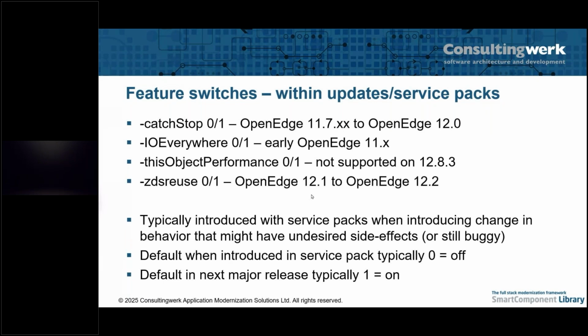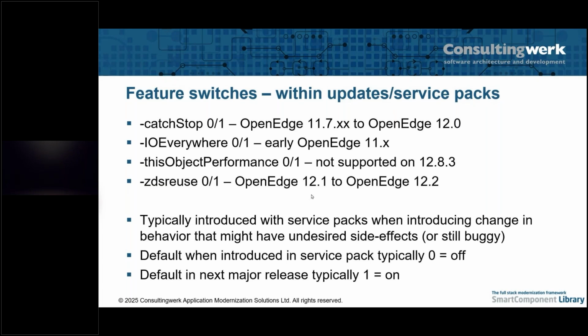So for instance, -IOeverywhere 1 was one that was introduced in OpenEdge 11 to support especially also GUI for .NET. It was introduced first with a default value of 0, and in the next major version, the default value was changed to 1. So that was the next major version in which this feature was actually introduced by default.